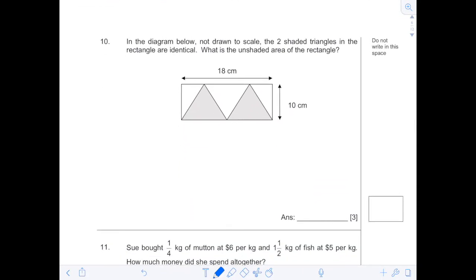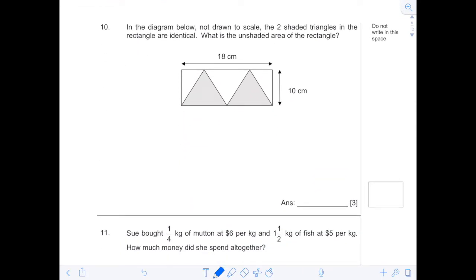Now moving on to question 10. In the diagram below, not drawn to scale, the two shaded triangles in the rectangle are identical. What is the shaded area of the rectangle? Now, knowing that both triangles are identical, if you were to cut a line straight in the center over here, you would see that they're actually made up of two identical rectangles as well, each side being 9 cm and 9 cm. That will be half of 18 cm.